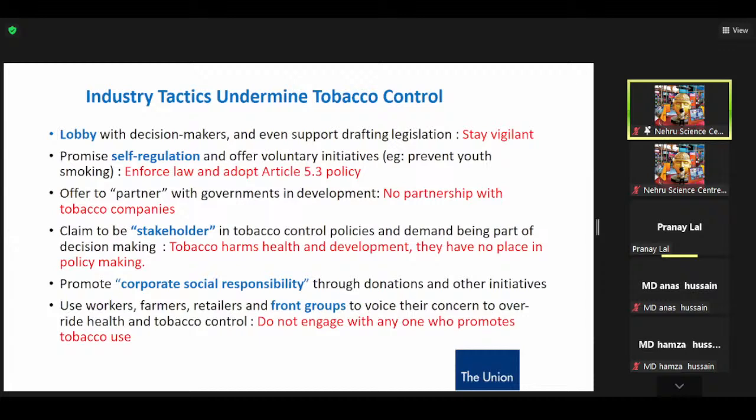I think it is time that we start looking at an end game for tobacco, because tobacco has not helped any family, any society, any community, except for the pockets of a few politicians and all the shareholders of these tobacco companies, right? Now, they can claim to be stakeholders in everything regarding development, but we know that there is no place for the tobacco industry in the debate, whether it's on public health or development.